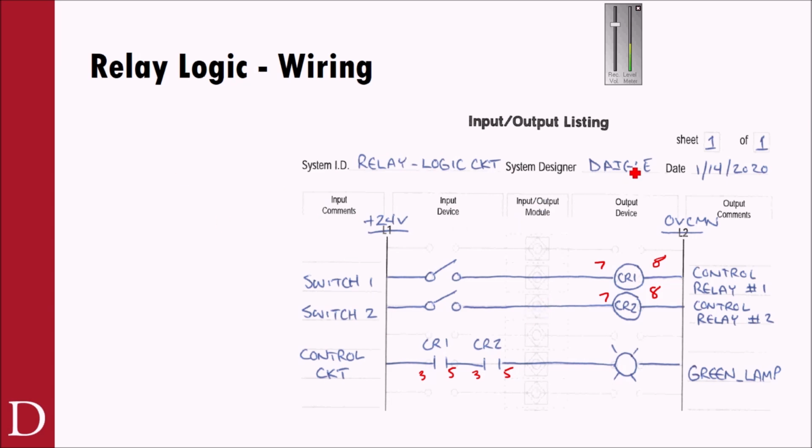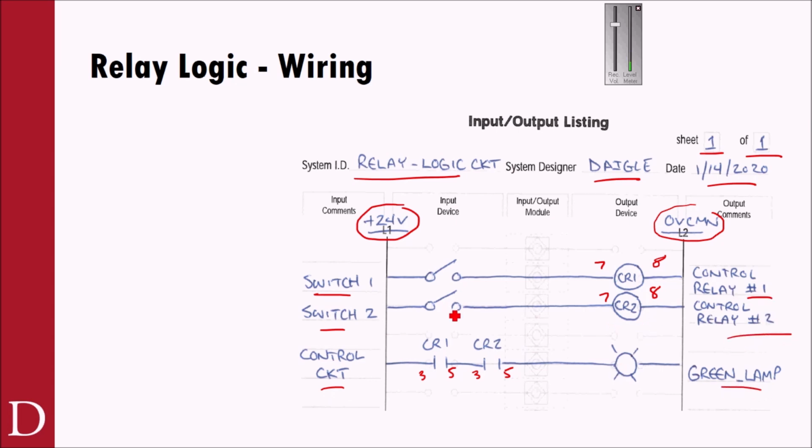Big thing on the I/O listing sheet that I'm going to ding you on. When I give you an I/O listing sheet on the test, every block needs to be filled out. Everything. I'm not necessarily looking for it to be perfect. I want you to relabel the rails with the voltage that you're working with. I want an input comment anytime you're connecting to the power, and an output comment anytime you're connecting to the rail over here. And that's very important to show what these input devices are.